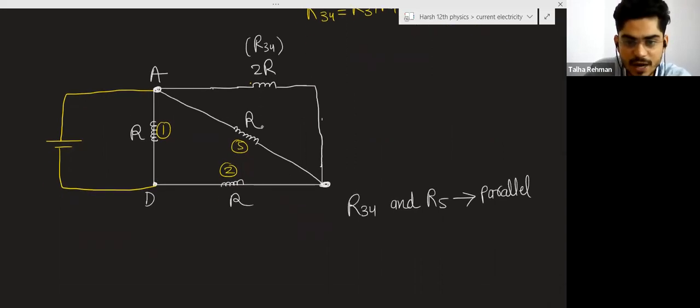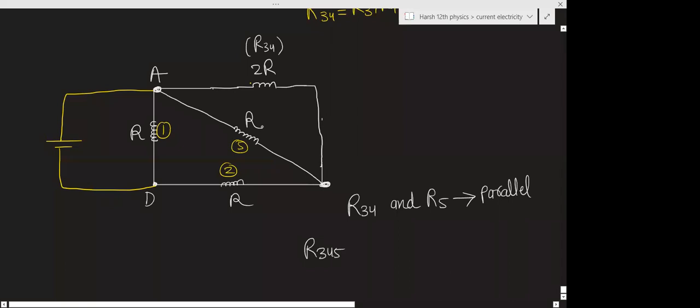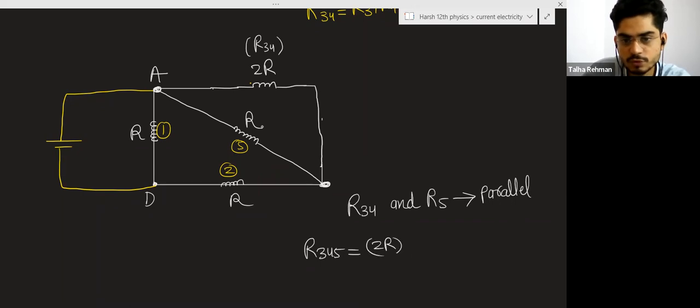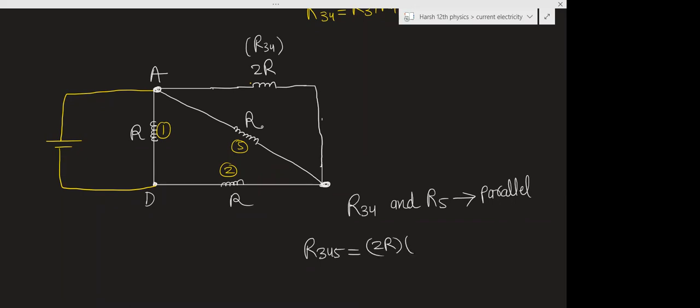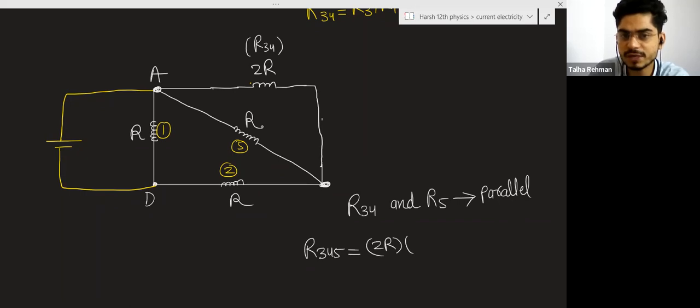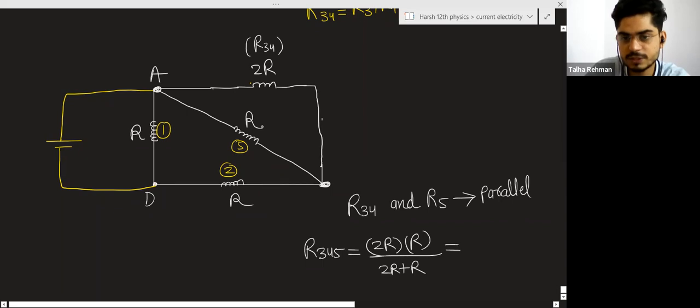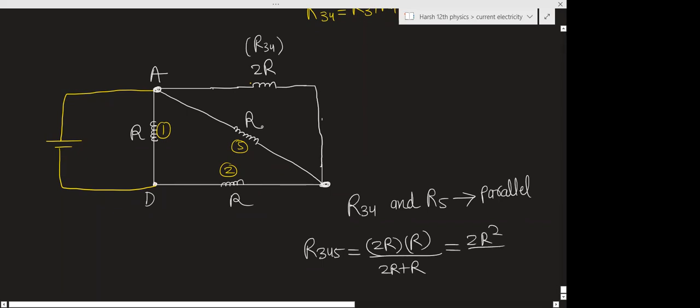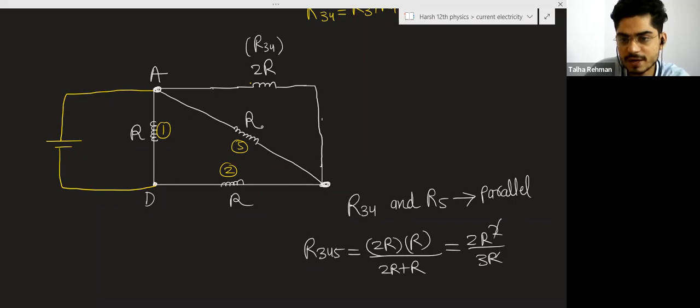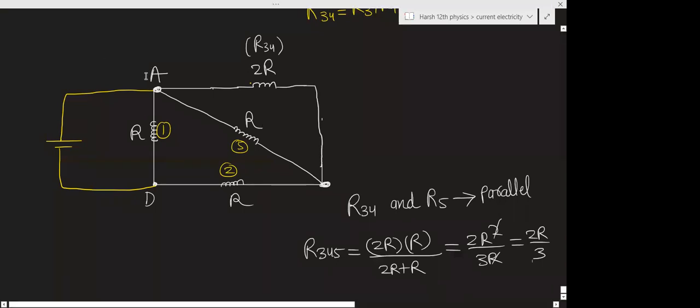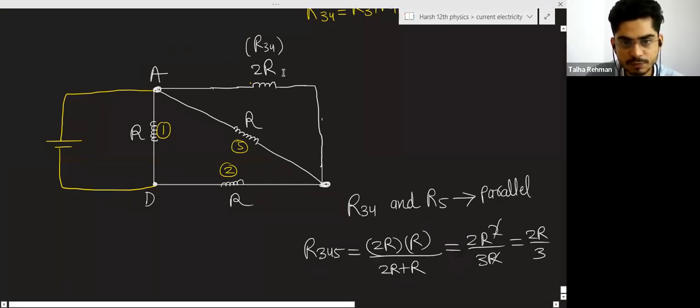So can we find R345? Yes, sir. Connected in parallel, means first multiply this 2R by R. When two resistances are connected in parallel, how do we calculate? First multiply the two resistances, 2R into R, divided by the sum, 2R plus R. This you should know. This will save your time in your examination. This is 3R. Now R and R cancel, you will get the answer 2R by 3. So now what we will do? We will just remove this resistance and this resistance and connect a resistance of 2R by 3.